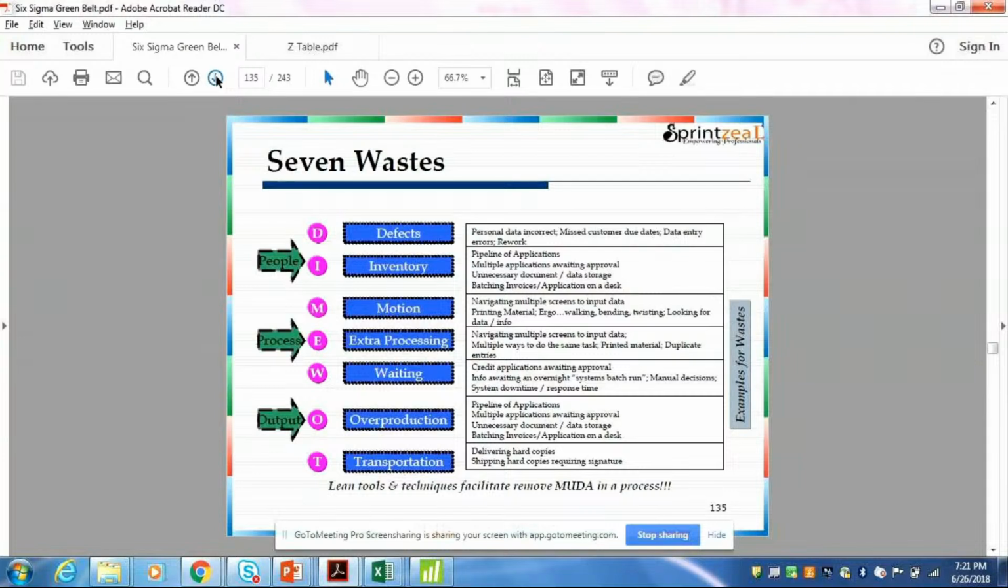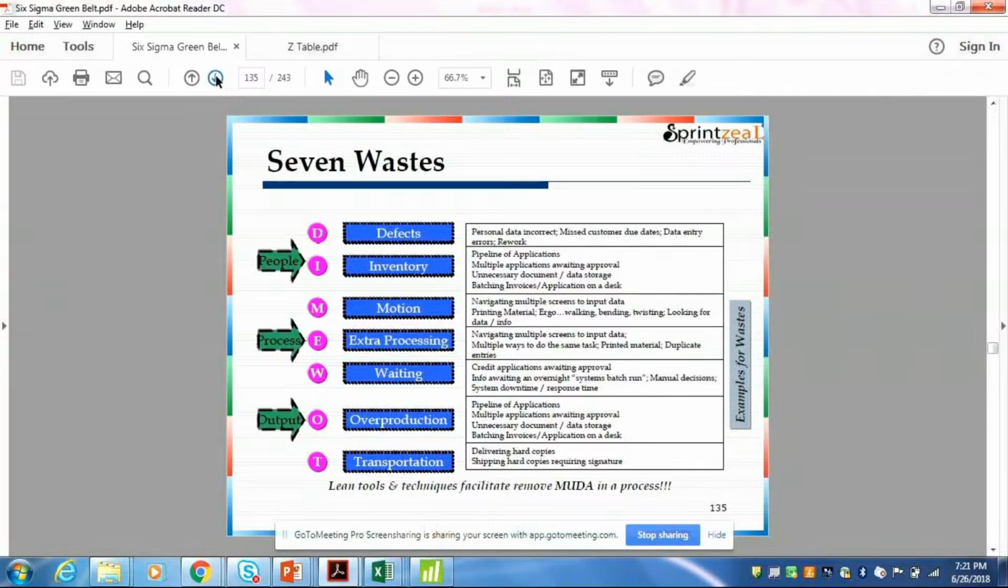So the first waste is defects. Wherever you try to find an opportunity for improvement, you need to look at the areas where defects are created, right? A defect is a waste because whenever a defect is made, somebody needs to put in effort to do the rework, to do the defect correction, right?